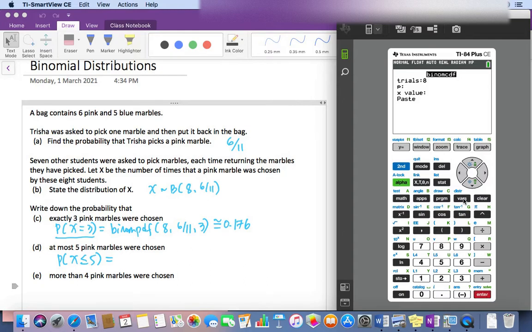So we have 8 trials, we have the probability of success is 6 out of 11, and I want an accumulation of values from 0 all the way up to 5 because I want the probability from x less than or equal to 5. Okay, so I'm just going to write the calculator notation that I have used. 8, 6 out of 11, 5, and we write that as 0.788 to 3 significant figures.